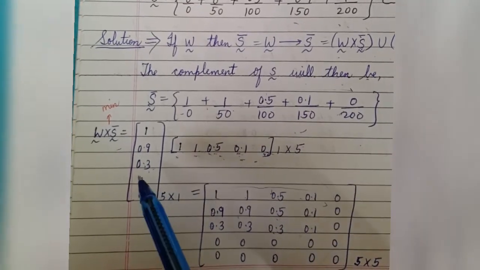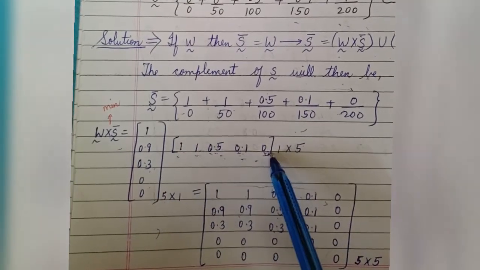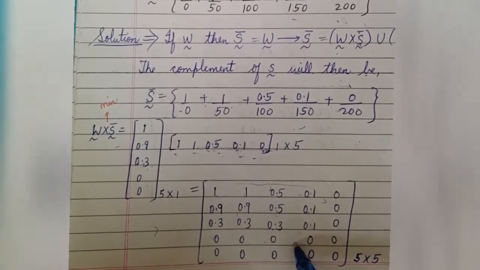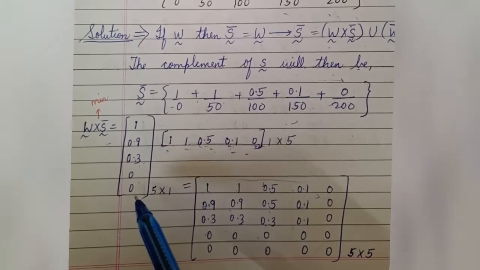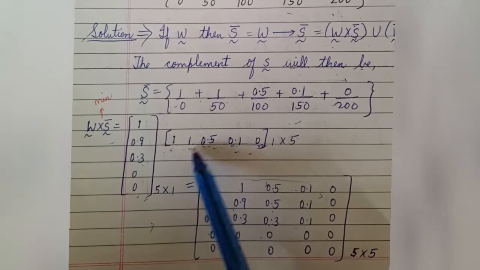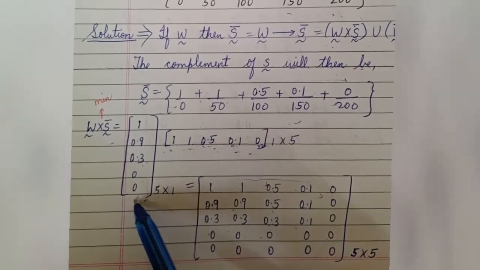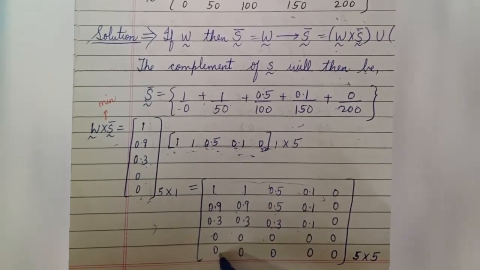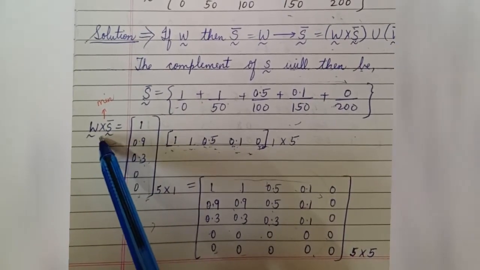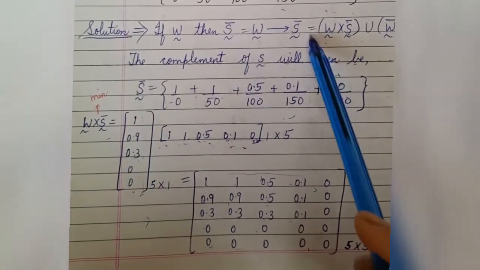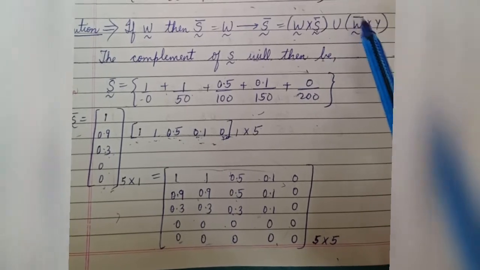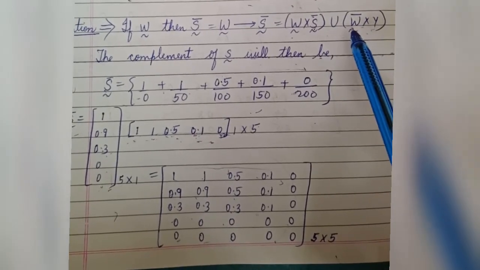Now for the next row, select 0 and compare it with all these elements. Comparing with all of them, the minimum will be 0, so write 0 in all places. Now for the last row, select the last element, 0, and compare it with all the elements of the other matrix. Here the minimum is 0, so write 0 in all places. So this is the result matrix of W Cartesian product S complement. That is the first step of the question. Now let's calculate the second part, that is W complement Cartesian product Y. For this we will need W complement.